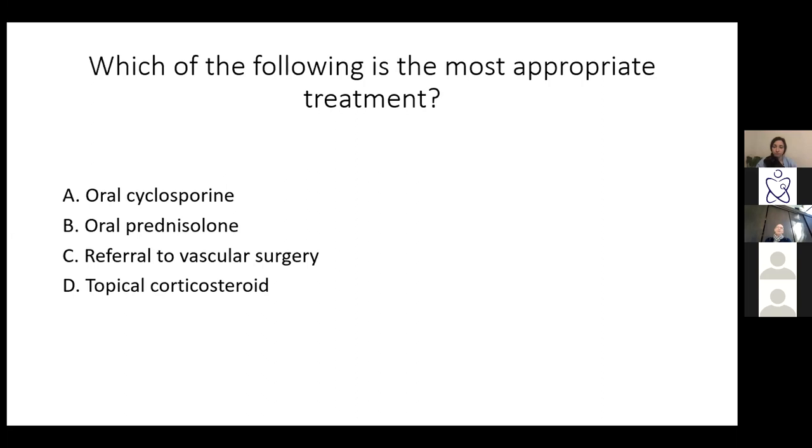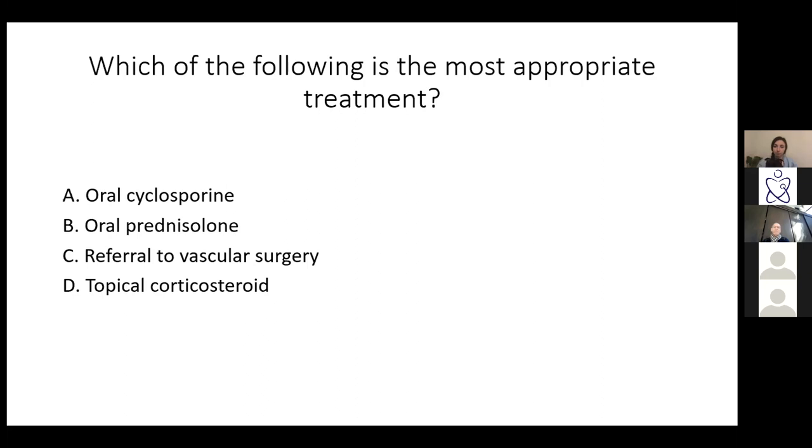So cyclosporine is effective for pyoderma gangrenosum. And often when you're trying to get quick control, you'll start with IV prednisolone if it's really bad, or oral prednisone, and then quickly add cyclosporine as your steroid sparing agent to get them off prednisone as quickly as you can.